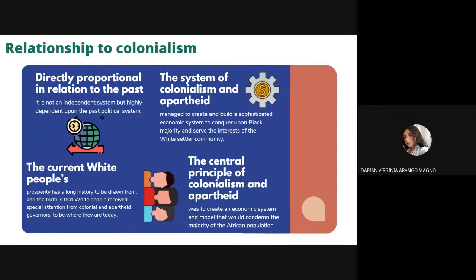And the central tenet of colonialism and apartheid was to create an economic system and model that condemned the majority of the African population, as in this case today, to a lower standard of living compared to that of the white population. So the African population during apartheid seemed to live in the wilderness because the oppressive legislation that was created meant that restrictions were imposed on them. The next, please.